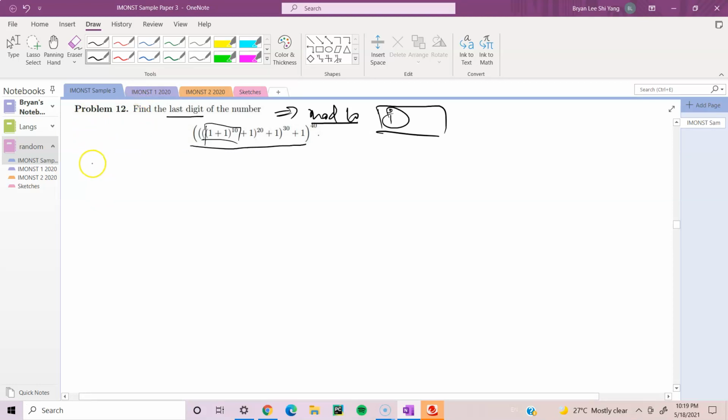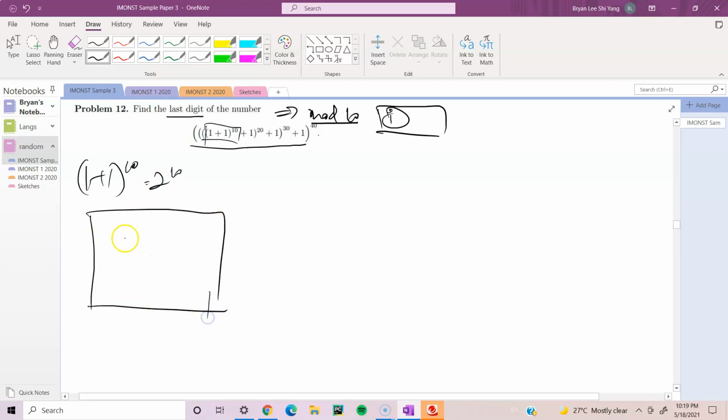Okay, so for the innermost, we have 1 plus 1 to the power of 10, right? So which is 2 to the power of 10. Then since we want to look at the last digit, let's make a small graph, okay? So let's say this is 2 to the power of n and then the last digit, right? Okay, so for n equals 1, we have 2 to the power of 1.